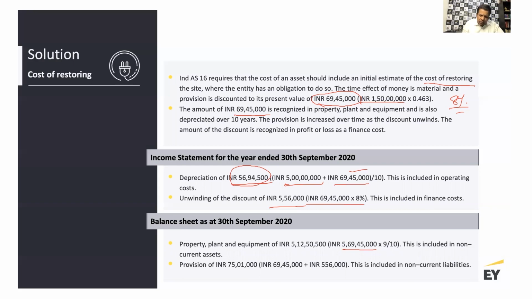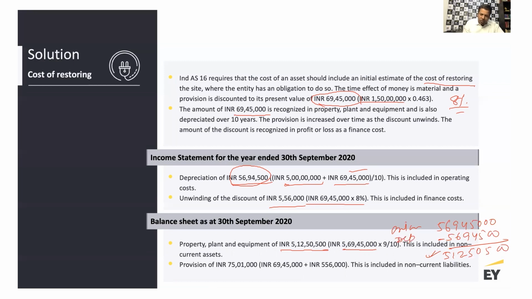56,94,500. So the net amount which I'm going to carry in my balance sheet as property, plant and equipment is 5 crore 12,50,500, which is nothing but 5 crore 69,45,000 here. I'm going to reduce this 56,94,500, and this is what you will get, 5 crore 12,50,500. That's the value which you will carry in your balance sheet. So this is my original cost, and this is the depreciation in a way.